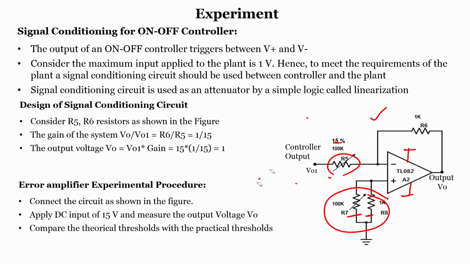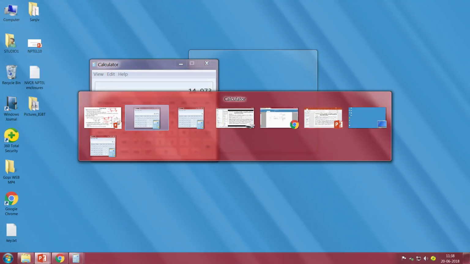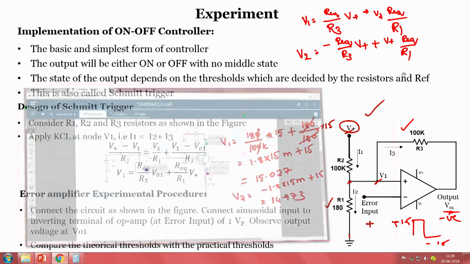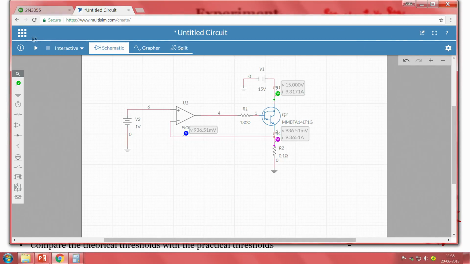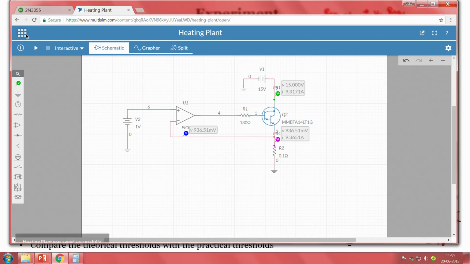Let us see whether our signal conditioning circuit, theoretically whatever we have seen, as well as the on-off controller we have designed as per our requirement, is working perfectly or not. So, before looking into the experimental, we will see the simulation version and we will understand. Let me save this. The name I am giving it is heating plant. Let me open a new file.